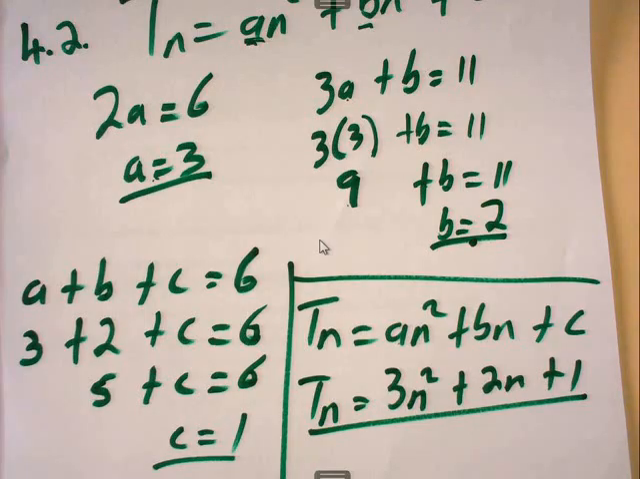I hope you're happy with the solution, and you have written it down. The nth term, Tn is equal to 3n squared plus 2n plus 1. Fine. Let's carry on and answer the third question. Number 3.